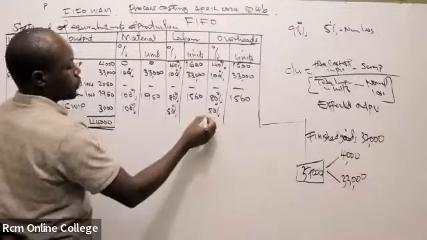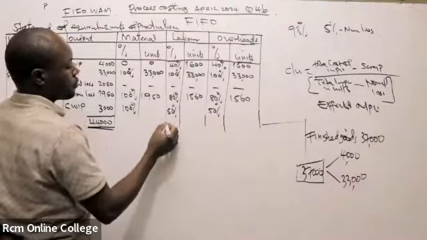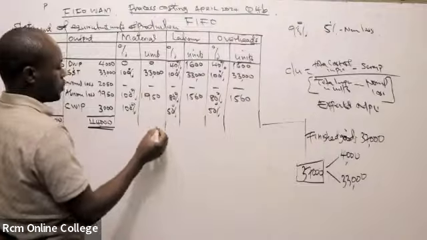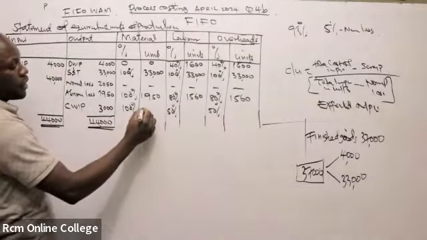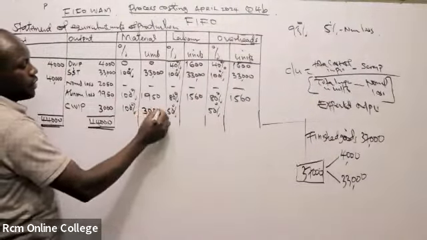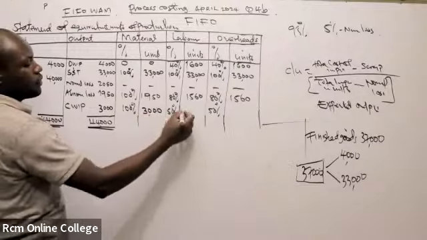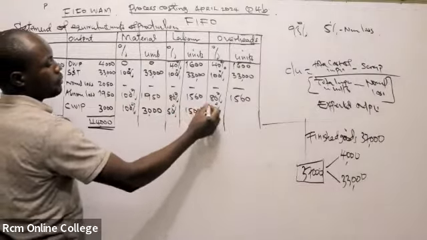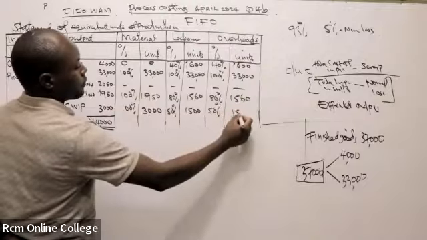Now, please bring your question. 100% of 3,000 is 3,000. I can see your question. 50% of 3,000 is 1,500.